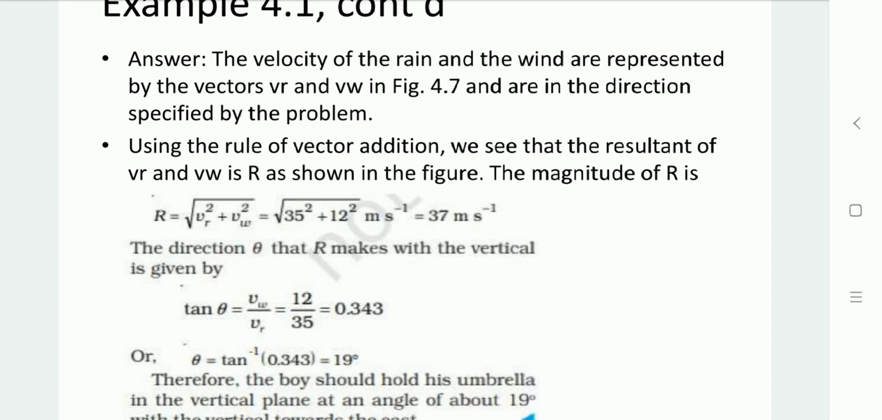The velocities are given. Rain velocity is 35 meters per second. Wind velocity is 12 meters per second. By substituting the values, we get the resultant vector, that is 37 meters per second.